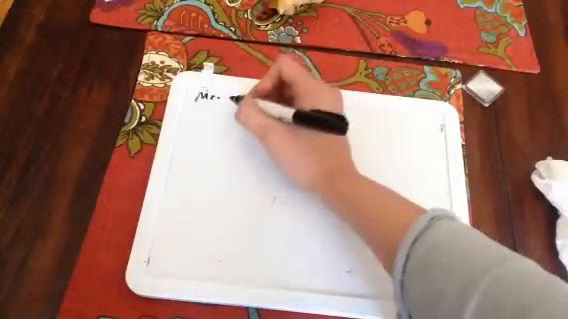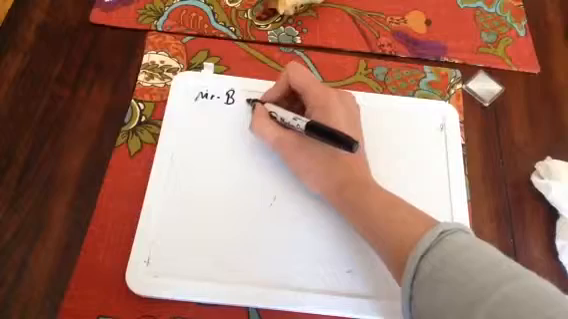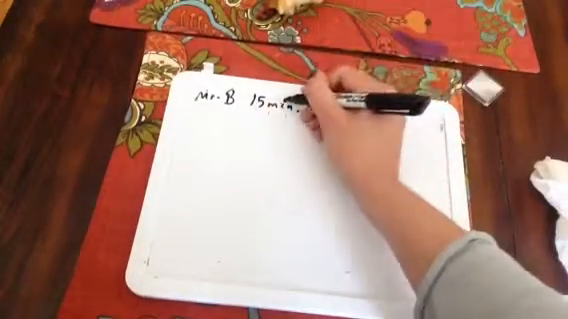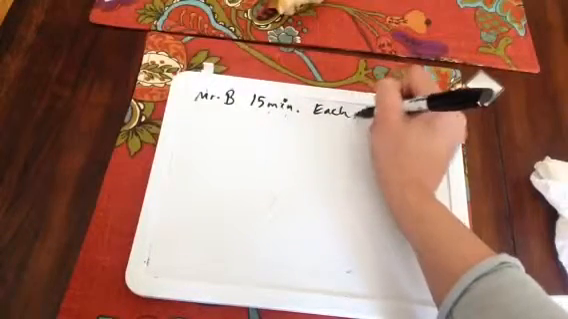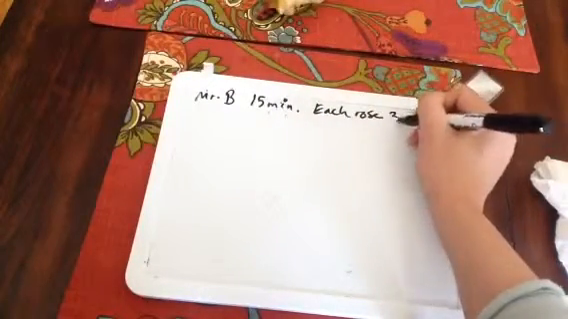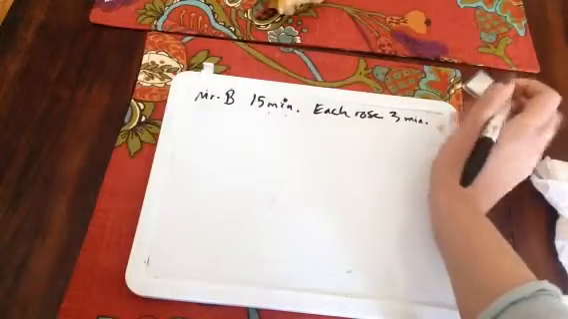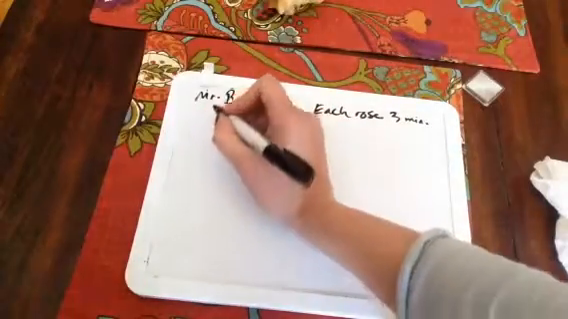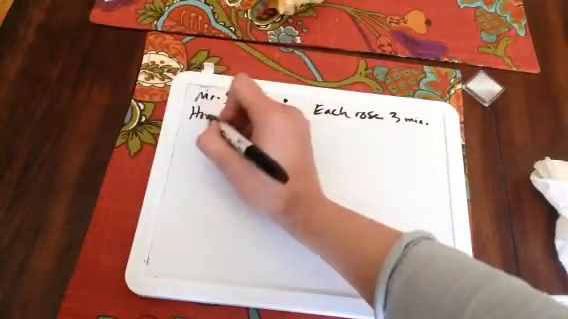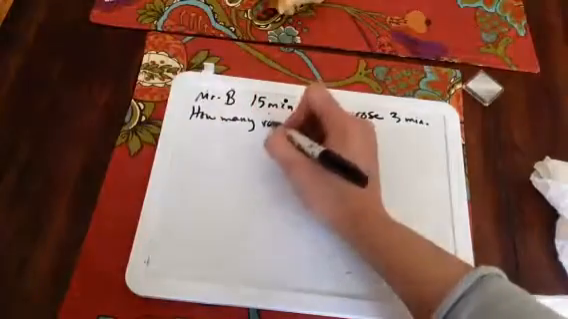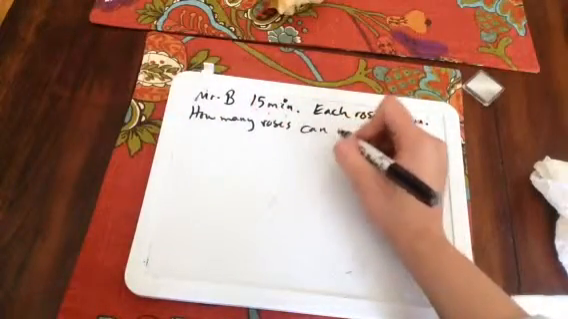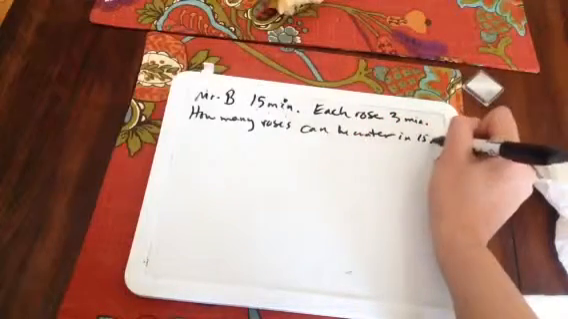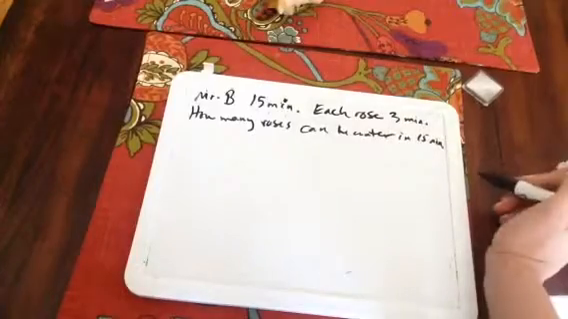Let's say Mr. B waters his roses for 15 minutes. Each rose takes 3 minutes to water because for some reason they're really, really dry roses. Okay, so we want to know how many roses can he water in 15 minutes. Okay. So let's look at this problem.